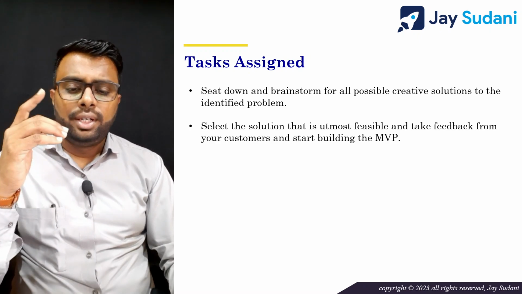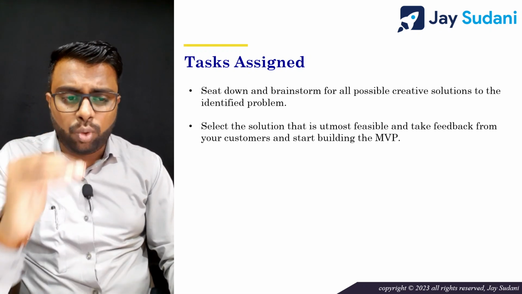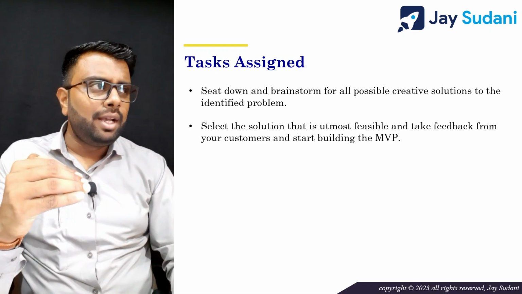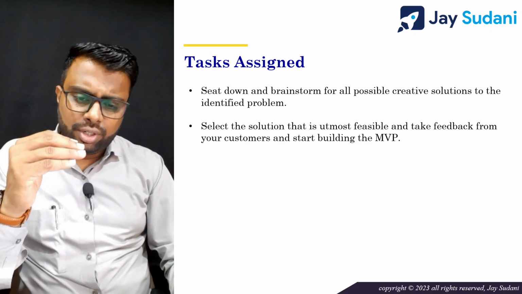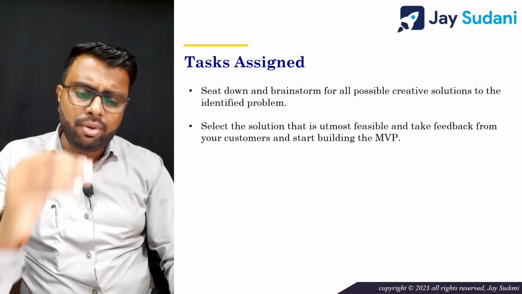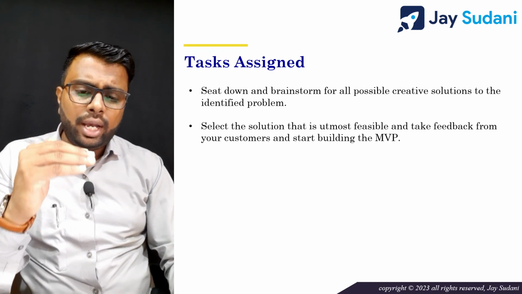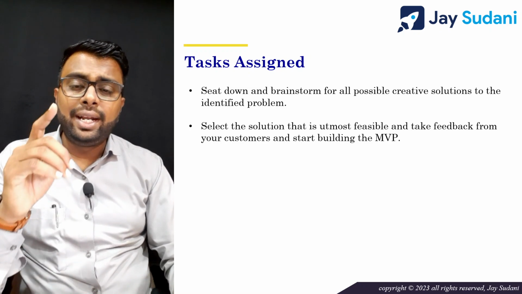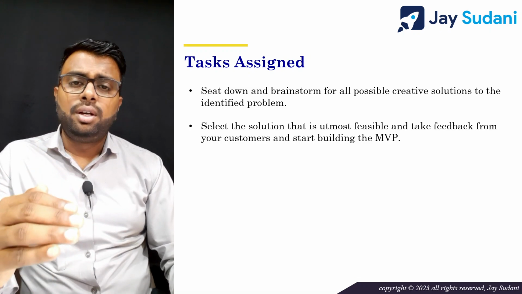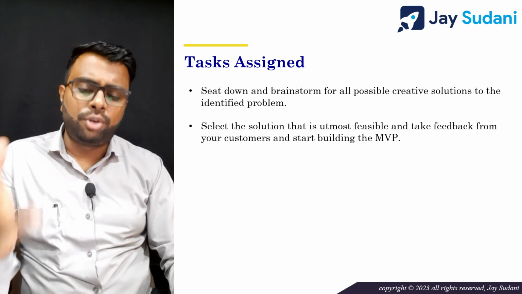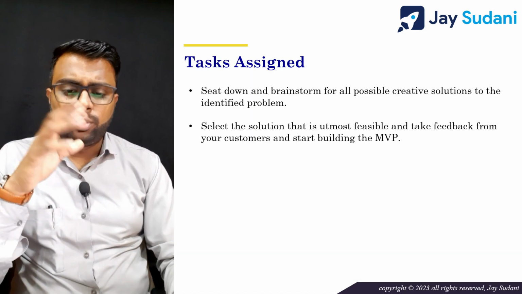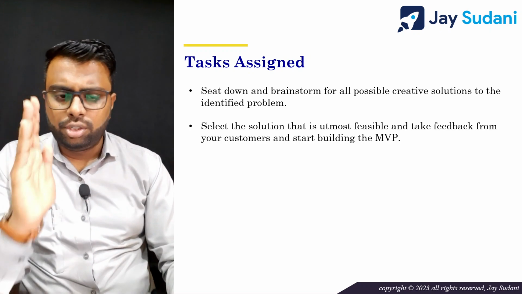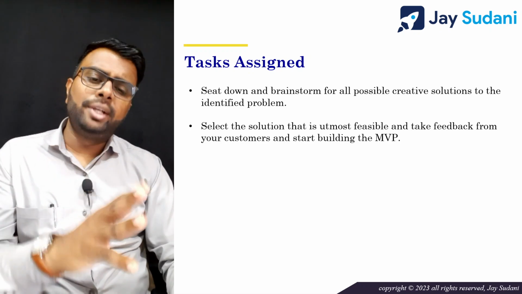Then you will select a solution. Take the solutions one by one and evaluate each based on feasibility and ease of implementation. So one by one you evaluate the solutions that you have listed down, and select the one which is the most feasible, take feedback from your customers, and then start building your first proof of concept, the minimum viable product or first prototype, right? So I think this is what you need to do. In this task, you have to complete steps number 1, 2, 3, and to some extent 4.